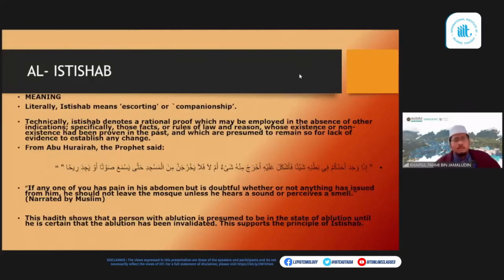Hadith narrated from Abu Hurairah, where the Prophet sallallahu alaihi wasallam said, إذا وجد أحدكم في بطنه شيئا فأشكل عليه أخرج منه شيء أم لا فلا يخرجن من المسجد حتى يسمع صوتا أو يجد ريحا. Meaning, if any one of you has pain in his abdomen, but it is doubtful whether or not anything has issued, whether he has farted or not, the Prophet said he shouldn't leave the mosque unless he hears a sound or smells a bad smell. So this is among the basis of istishab.